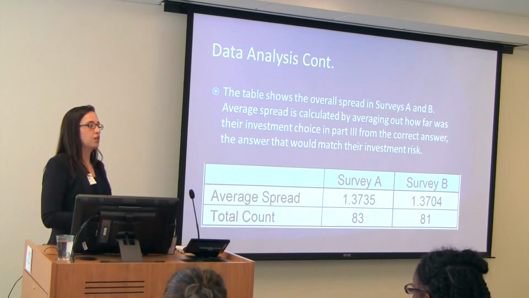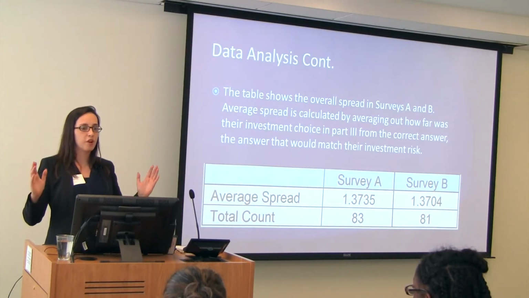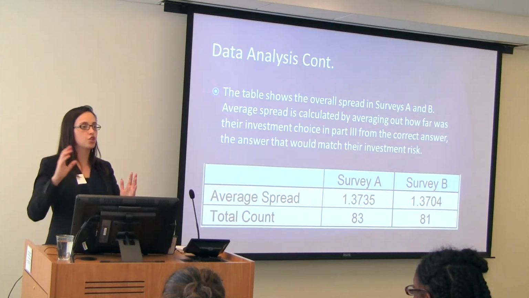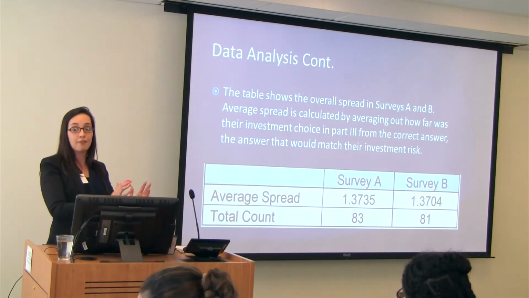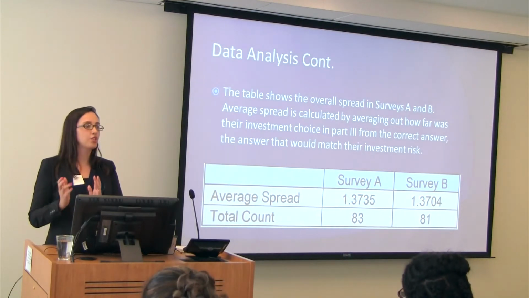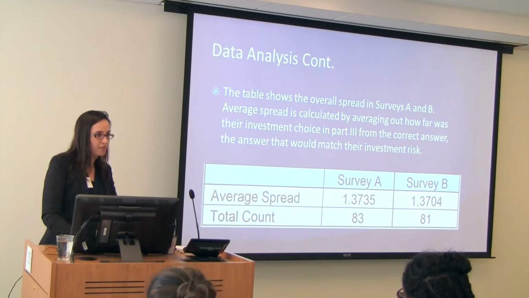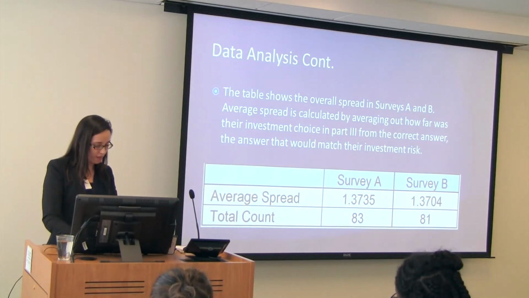You had conservative, but you were really an aggressive. The spread between conservative and aggressive, so you picked a 3, and then you chose a 5, that's a 2. But let's say you picked a 5 and you were a 2, that's still a 2 risk spread, because spread is an absolute value. So we are looking at the average between Survey A and Survey B. There was not much of a difference.